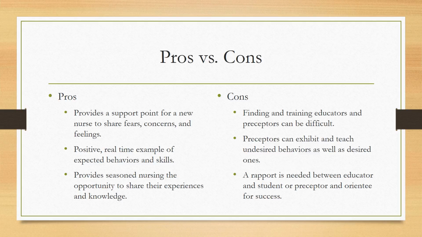The other con to this is you need to have a strong rapport between both your educator and student, as well as your preceptor and orientee for success. If there's not a good rapport or there is a challenge in the communication barrier, then the orientee or the student nurse may not learn the behaviors they need to be successful.